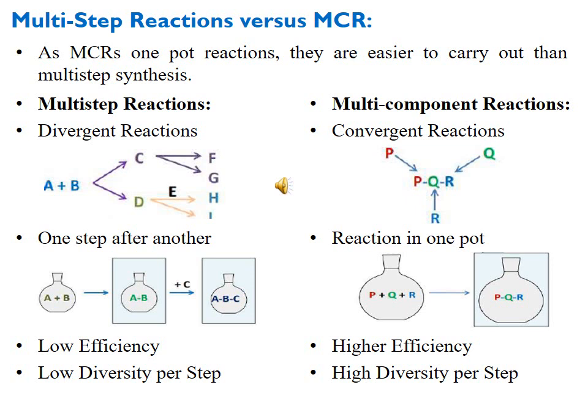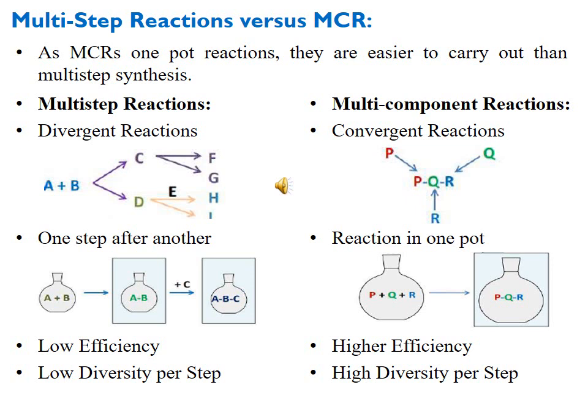The second point about multi-step reaction is that it involves a lot of steps, one step after another. Here you can see A and B are mixed in one pot, and we get the AB product. It is separated, purified, and then we add C to get the A, B and C product. But in the case of multi-component reaction, it is a one step, one pot reaction, that is, P, Q and R are all combined in one pot, and we get the final product.